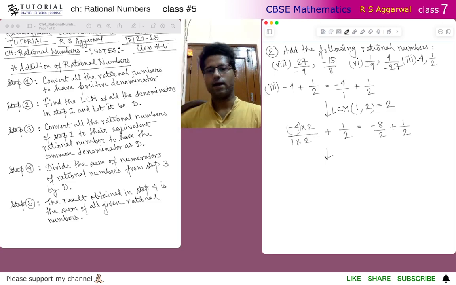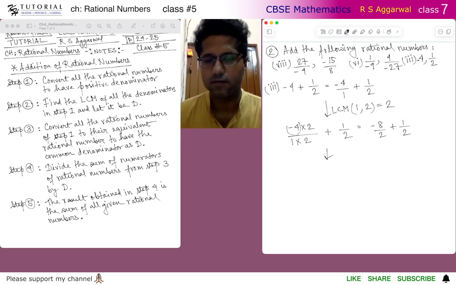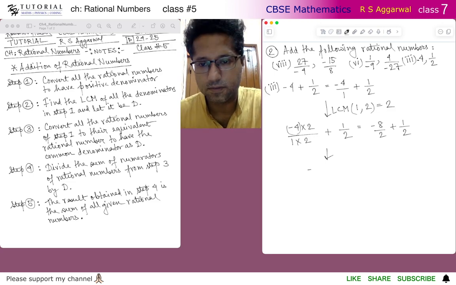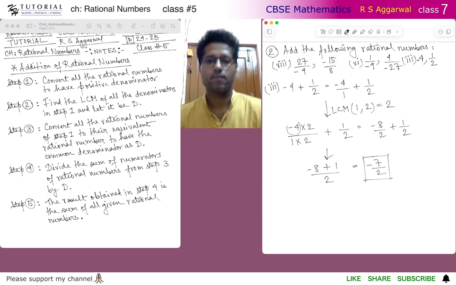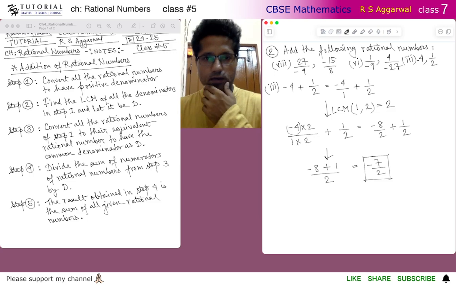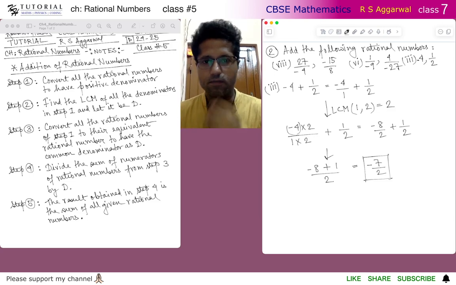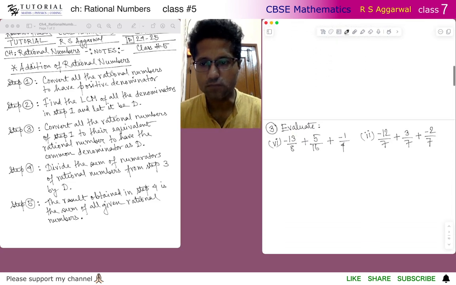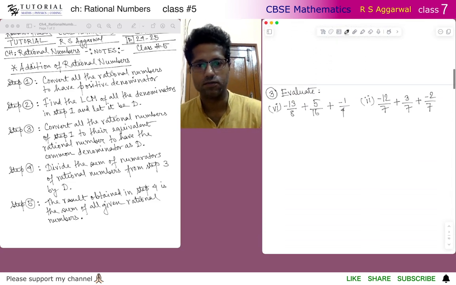Now we will simply add the numerators and divide the sum of numerators by the common denominator, and it becomes minus 8 plus 1 divided by 2, this is minus 7 by 2, the answer. Okay, so we completed question number 2 of exercise 3C. Now let's do question number 3.